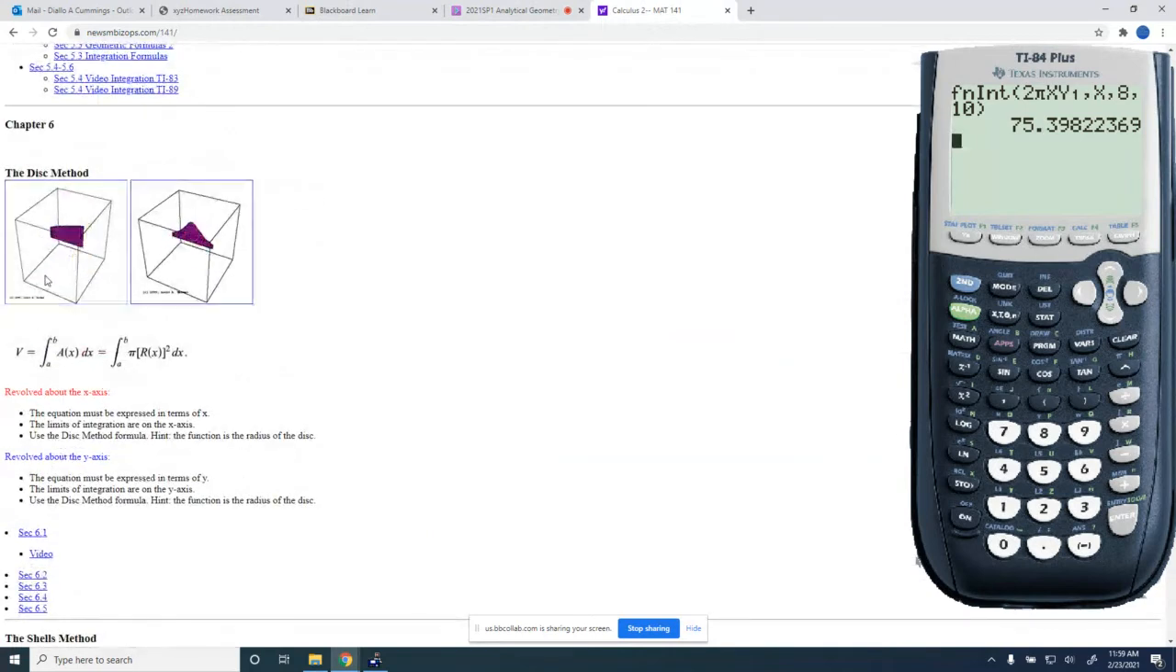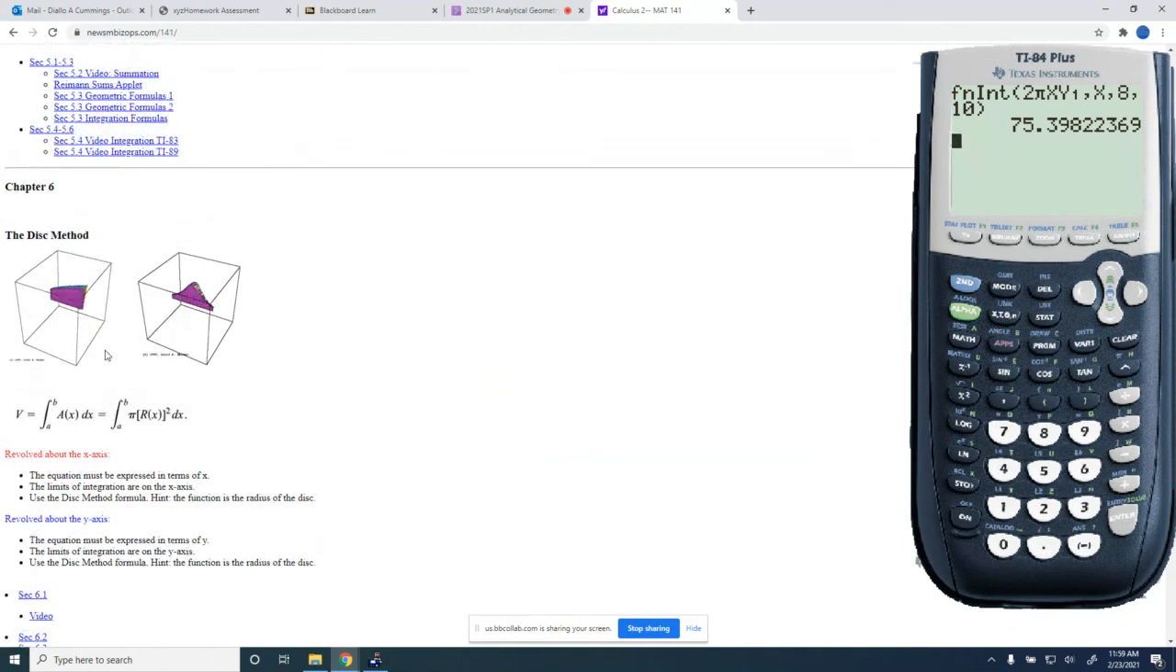All right, so if we look at this method, we are rotating about the x-axis. The equation is expressed in terms of x, and our limits of integration are on the x-axis. So for this problem, we should use the disk method.